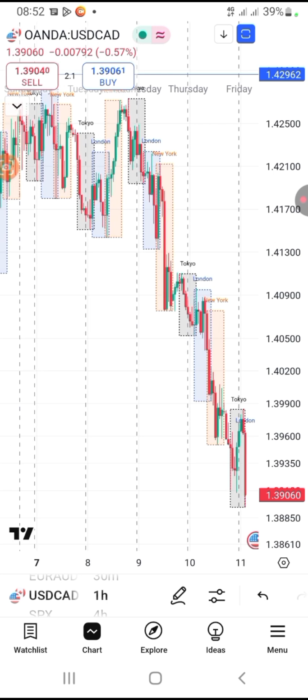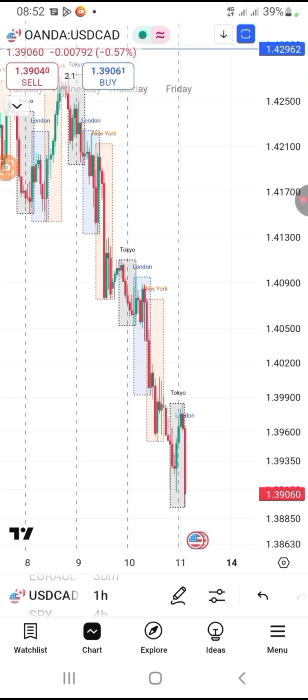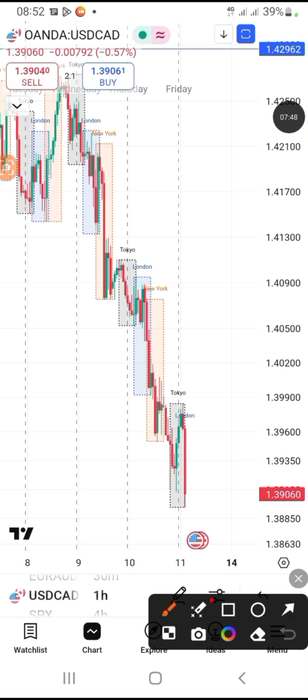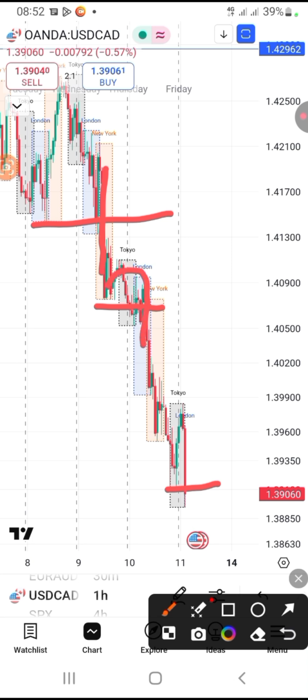Okay, so once you do that, the next thing you do is just draw your trend line. For example, here you just draw your break of structure line. Here you can do your break of structure line like this. Here you can just draw like this. Because the market has broken down this zone, and also the market here has broken down this zone. Okay, so that is it.